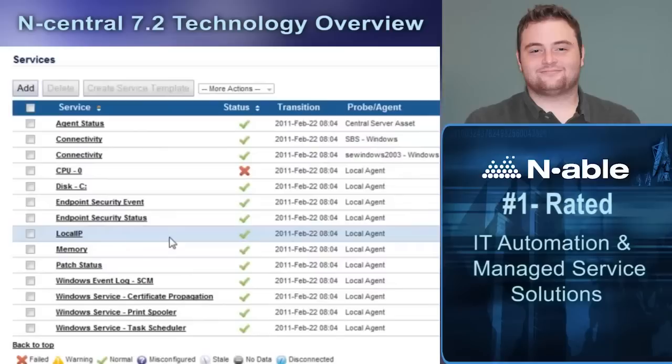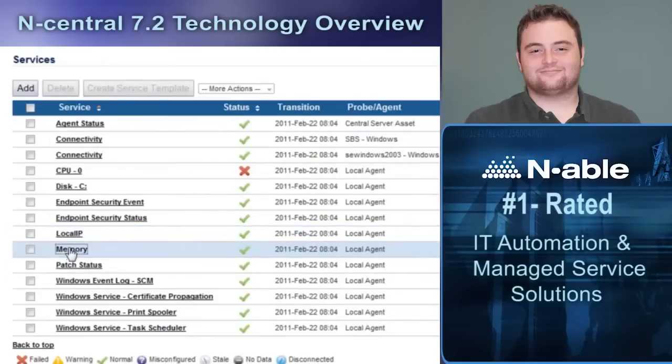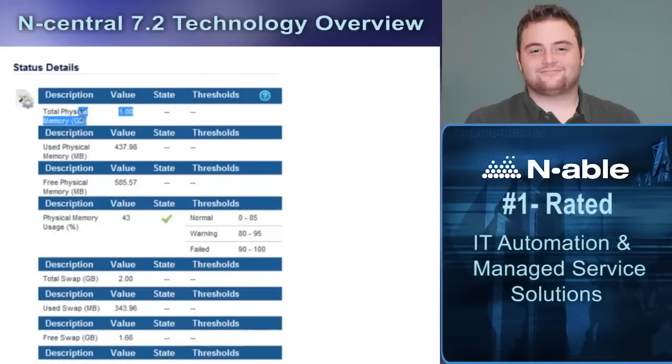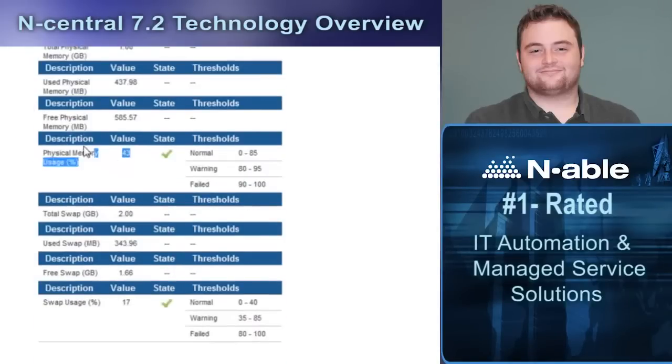That being said, N-Central is not a simple yes-no type of monitoring. Each one of these services has thresholds pre-configured. So if I click on something like memory here, you can see that the first thing it tells me is I have a gig of memory, but more importantly I'm using 43% of that right now. Well, 43% is a green check mark, and it's a green check mark because it falls well within our normal threshold.